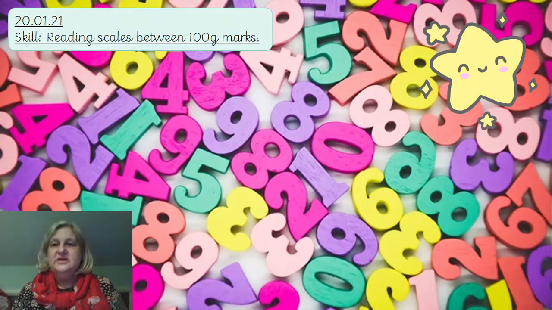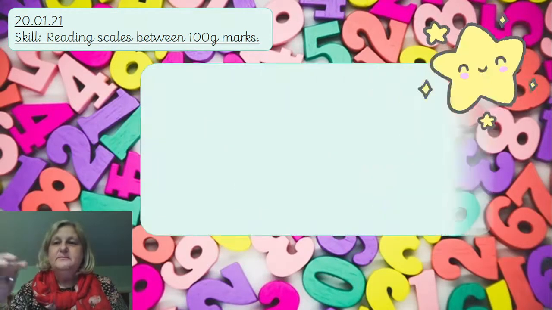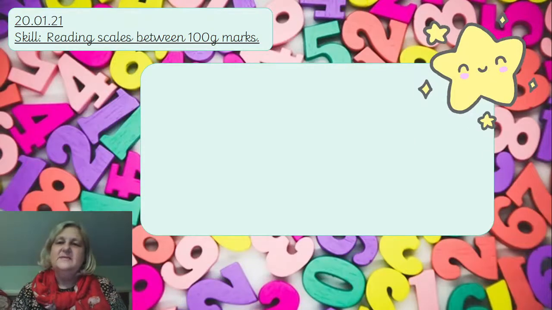Oh my goodness me! It's a little star that seems to be having a little bit of a dance there.